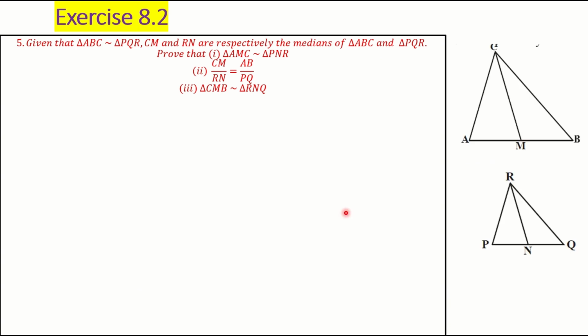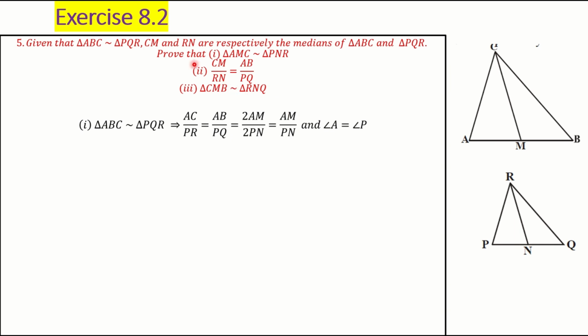Given that triangles ABC and PQR are similar, CM and RN are respectively the medians of triangle ABC and triangle PQR. Prove that triangle AMC is similar to PNR. Second part: triangle CMB is similar to triangle RNQ. And one more is that CM by RN equals AB by PQ. Let's see one by one.